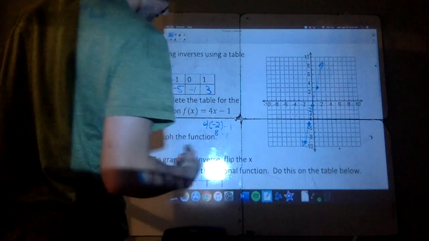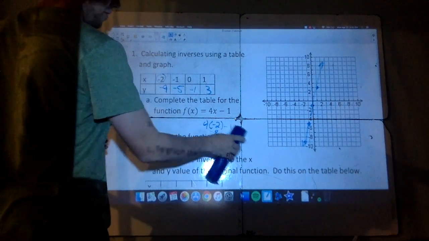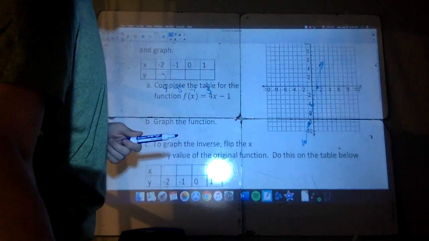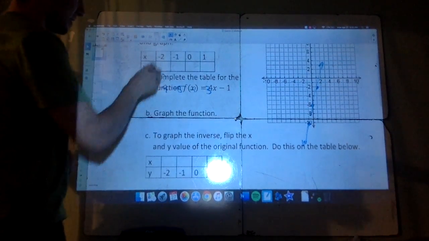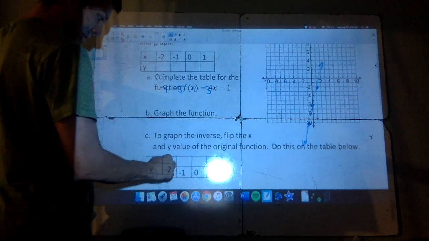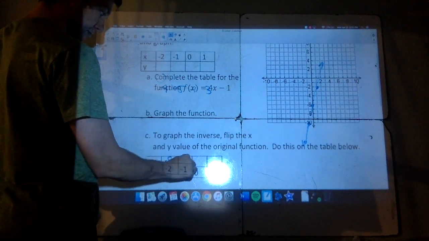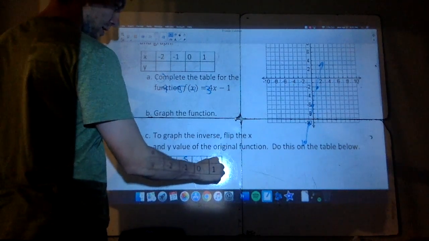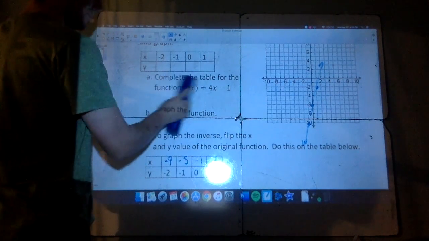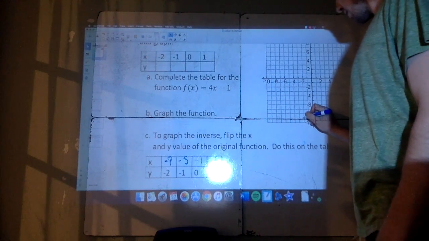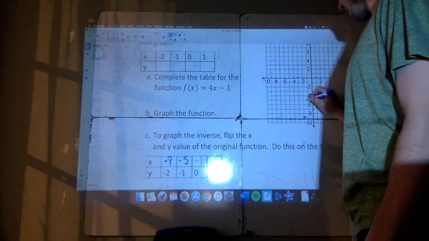So to find our inverse, just remembering, we're going to flip the coordinates of all of these. So instead of negative 2, negative 9, we're going to have negative 9, negative 2; negative 5, negative 1; negative 1, 0; and 3, 1. So let's make sure we can fit this all in there. So I'm going to graph that first one again real quick. Just give me a second.